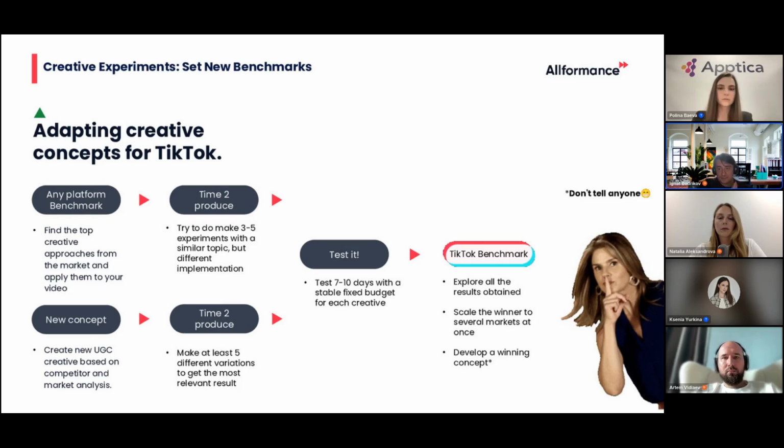Then test it, and it's quite simple. Test 7 or even 10 days with a stable fixed budget for each creative, because it's really important to not turn on the auto bidding system and to test all the creatives with the same budget on the same days to make the right choice, which creative should be the new benchmark for you. And when you get a TikTok benchmark, explore all the results obtained after the test, scale the winner to several markets at once, and develop a winning concept.